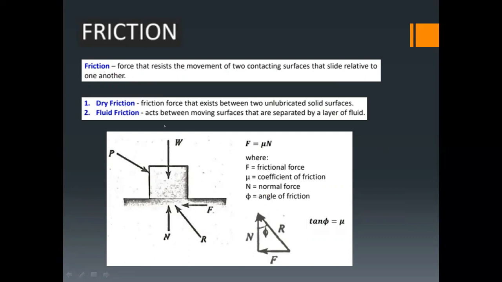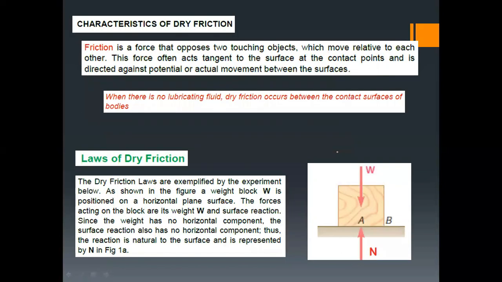We have dry friction, the friction force that exists between two unlubricated solid surfaces, so no lubrication. And then fluid friction acts between moving surfaces that are separated by a layer of liquid. Characteristics of dry friction: two touching objects which move relative to each other. This force often acts tangent to the surface at the contact points and is directed against potential or actual movement between the surfaces. When there is no lubricating fluid, dry friction occurs between the contacting surfaces of bodies.